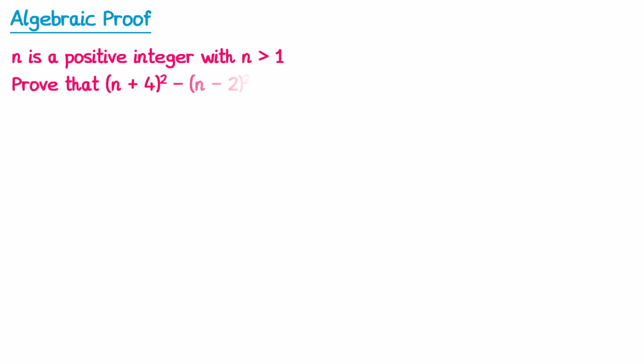In this next proof, it's going to specify that n is a positive integer with n greater than 1, and we're going to prove that this is a multiple of 12. So this is a very different type of proof. Let's talk about what it means to be a multiple of 12. The multiples of 12 are the numbers in the 12 times table. So if you multiply 12 by any integer, you'll get a multiple of 12.